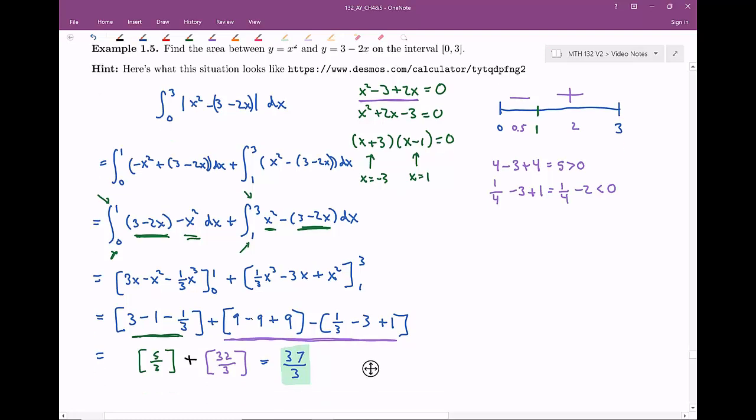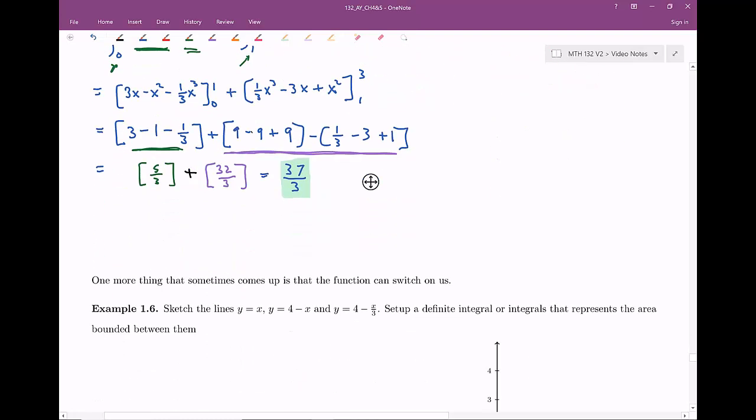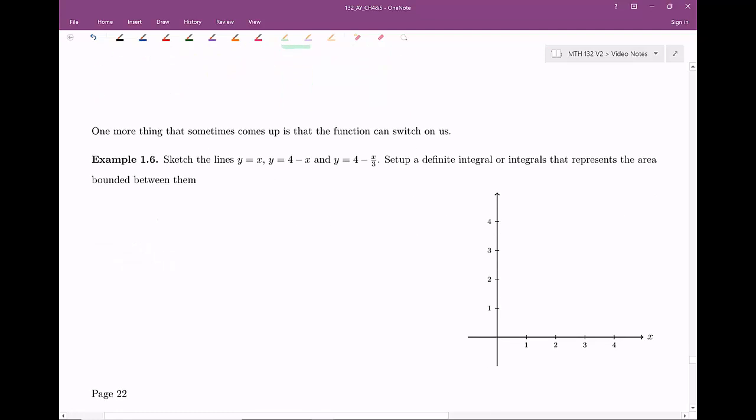All right, and so I have one more example for us. Another thing that sometimes comes up is that these functions can actually switch on us. So not only which one's on bottom versus which one's on top, but maybe a complete change between functions. So in this case, I have 3 functions here: y equals x, y equals 4 minus x, and y equals (4 minus x)/3. And again, I would like to figure out the area bounded between these things.